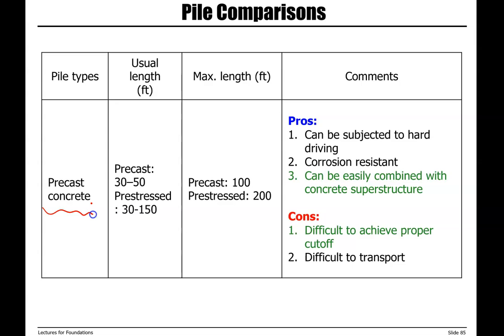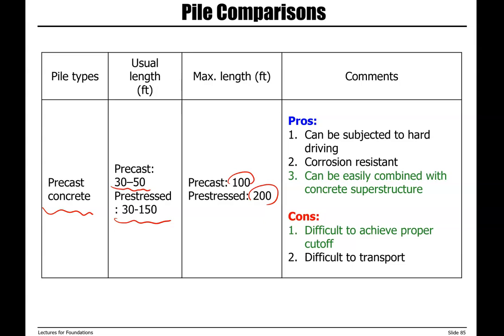Then we have precast or pre-stressed concrete. Precast, the length can go between 30 to 50 feet, and if you have pre-stressed, then it can go up to 150 feet. The maximum length is 100 and 200 for precast and pre-stressed concrete. These are strong materials. They can be subjected to hard driving. Since we have the concrete covering rebars, it's corrosion resistant, and it can be easily combined with concrete superstructure.